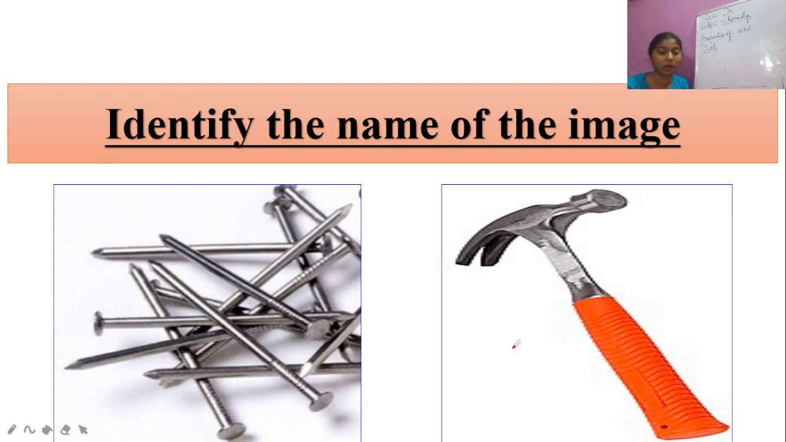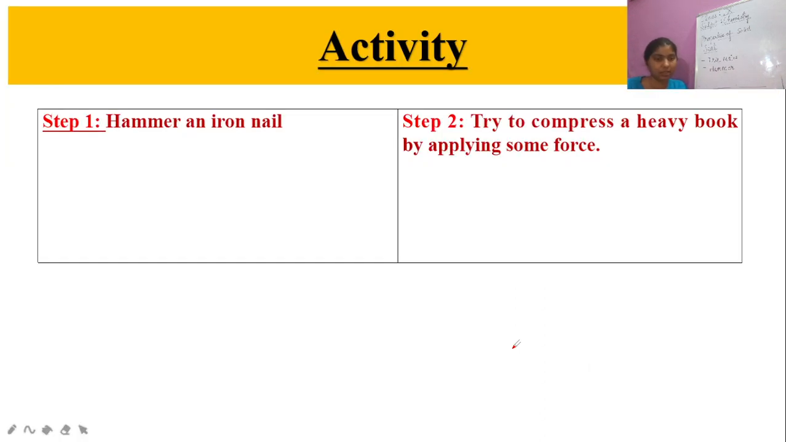So what we are going to do with these? First you have said these are iron nails, second is a hammer, right? So what do you think we are going to do with these two objects? Do we beat? Do we do something? Yes, we are going to do something with these only. We have an activity. So see, we have to hammer an iron nail.